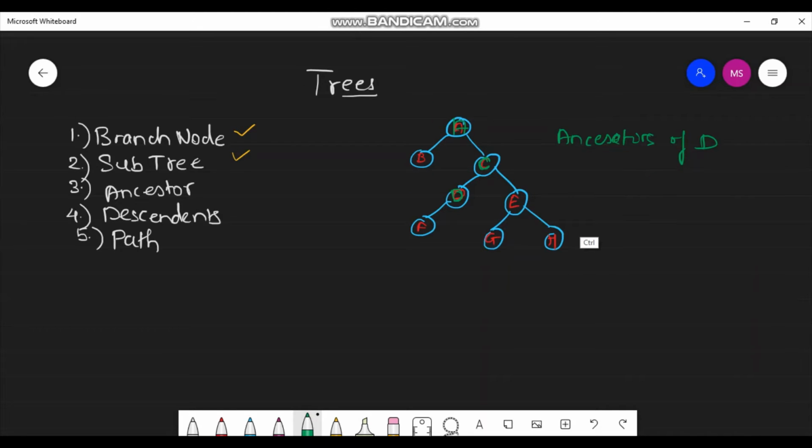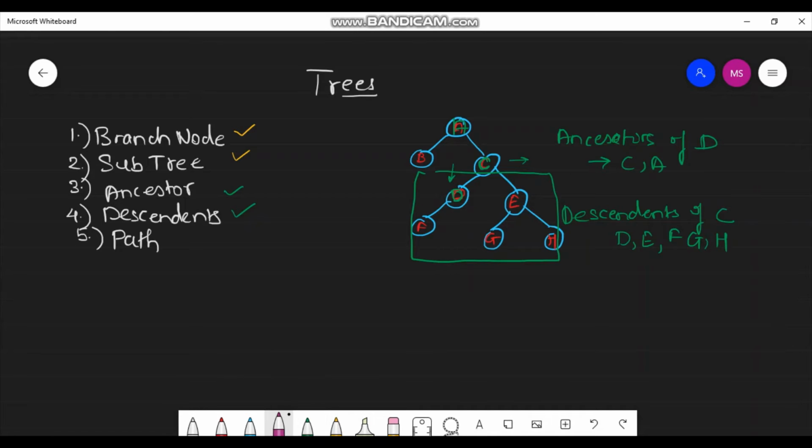So what are descendants then? Descendants of C, or we say grandchildren. So it is D, E, F, G and H. The generations ahead. These are the descendants of C. So it will not include B or anything. It will go downside and it will include all those.